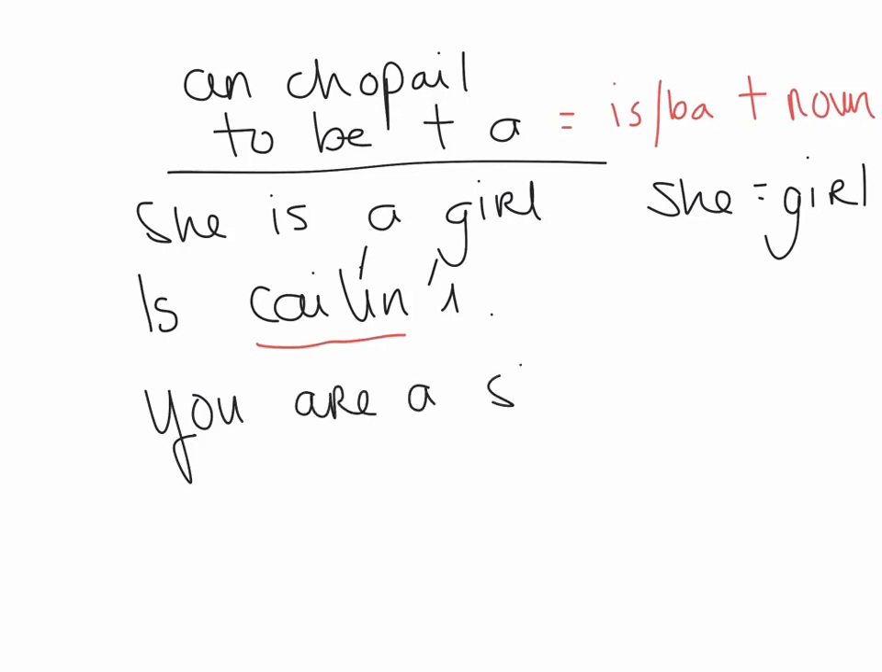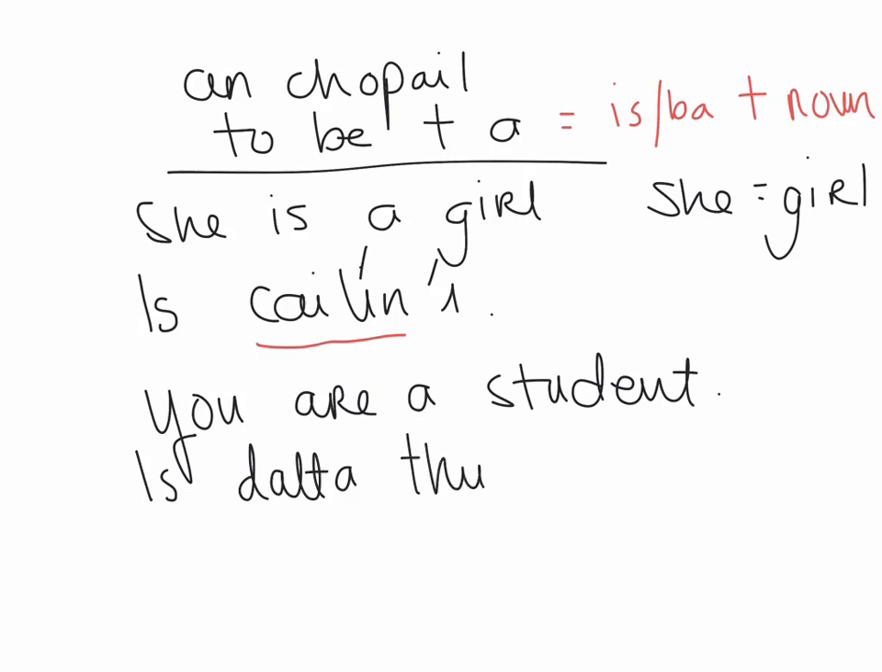You are a student. "You are" is the verb to be in English, and we have "a". You are a student. So we're going to have "is", then "student", and then "you" goes at the end. So, back to what I was saying up here: if we have "to be" and "a", we're going to have "is" or "ba", and a noun straight after it. So "is" plus the noun, and then the you goes at the end. You are a student.